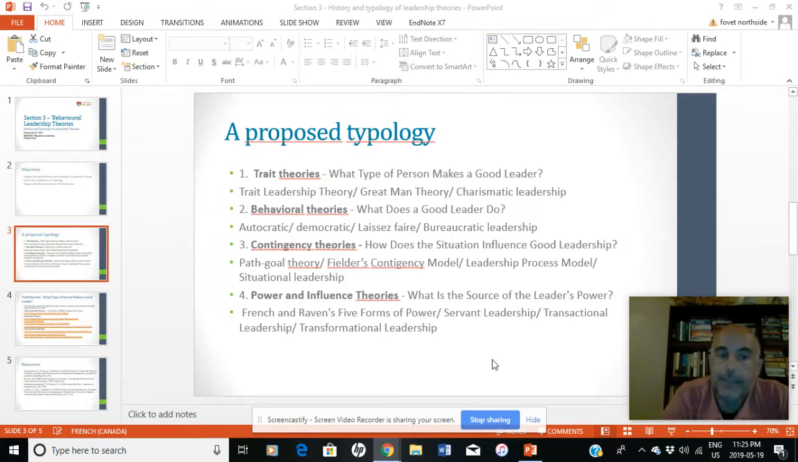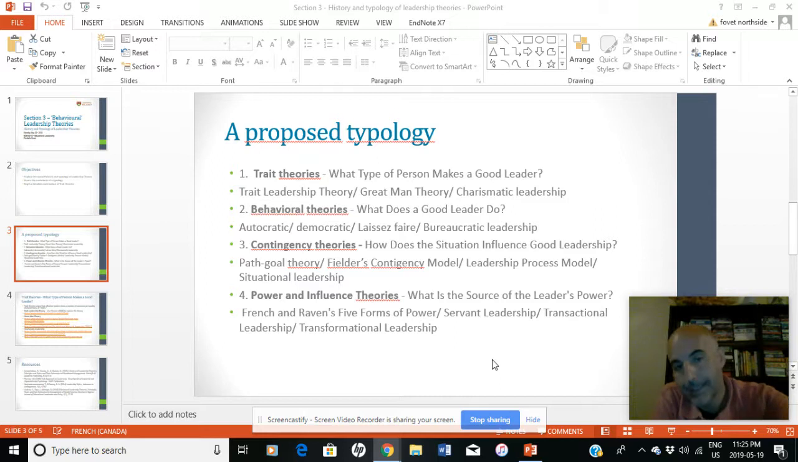The second classification is behavioral theories. And there the question really that authors are generally focusing on is, what does a good leader do? It's not what are they inherently, but what do they do? And there we will look at 4 categories which you've probably encountered because they're used fairly regularly: autocratic leadership, democratic leadership, laissez-faire leadership, and bureaucratic leadership.